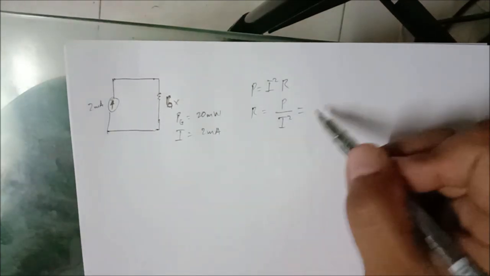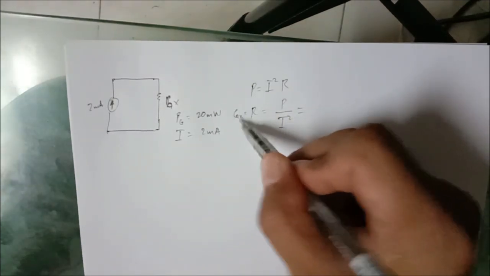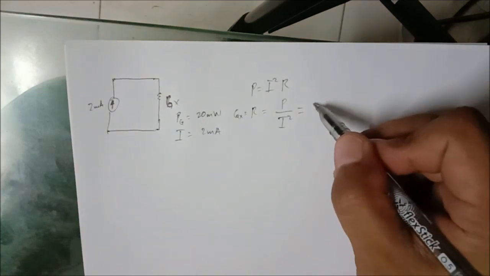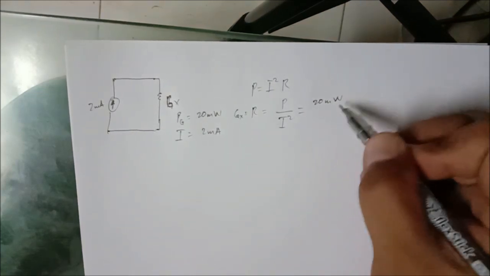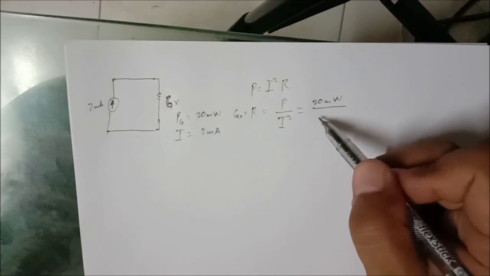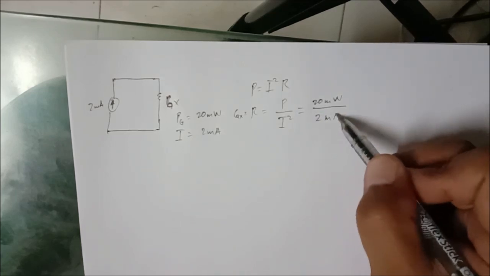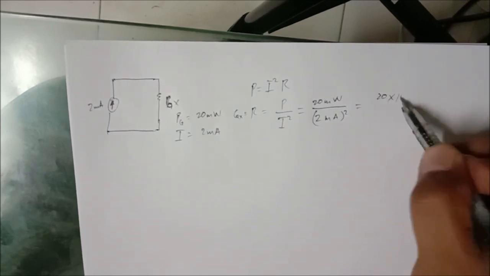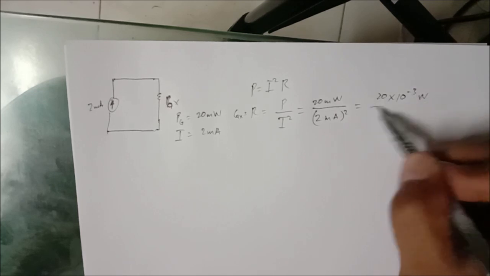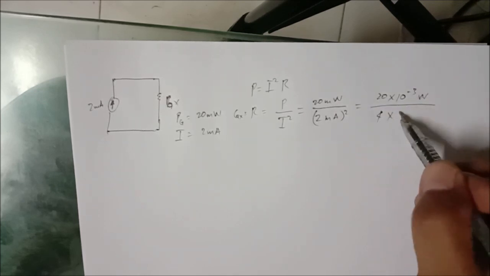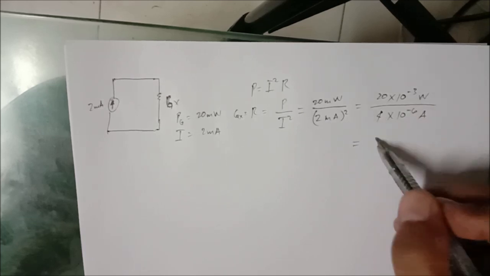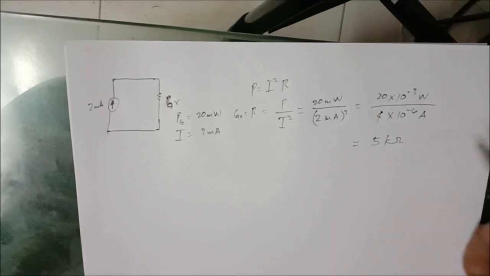Ito yung ating R of X. Yan daw yung tawag niya sa kanya. So, power is equal to 20 milliwatts all over I squared, 2 milliamperes squared. So, 20 times 10 raised to negative 3 watts all over 4 times 10 raised to negative 6 amperes squared. So, this is equivalent to 5 kilo ohms.